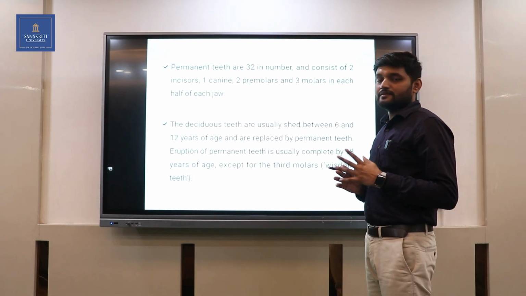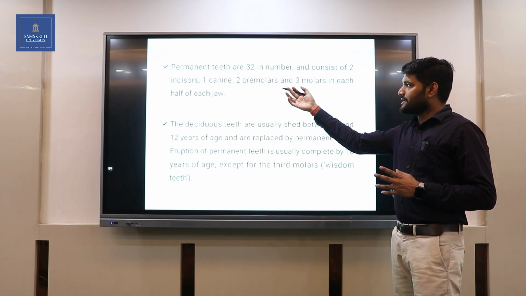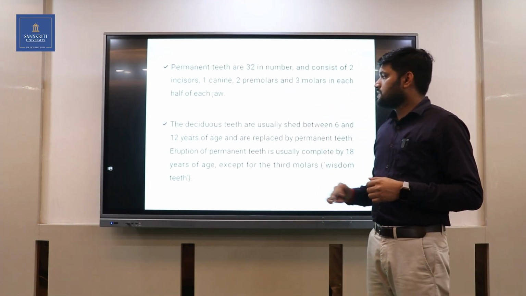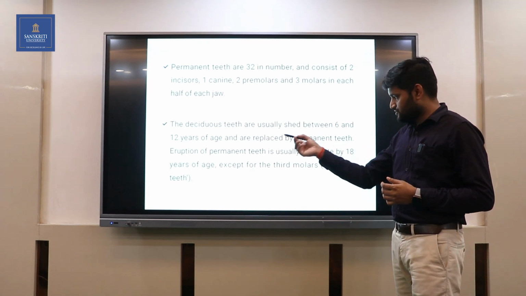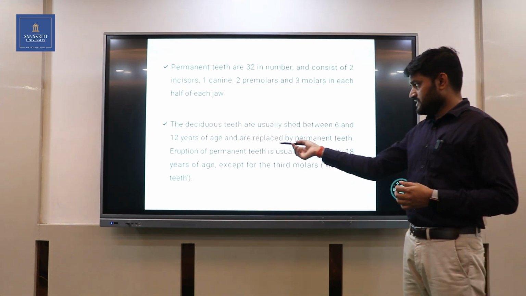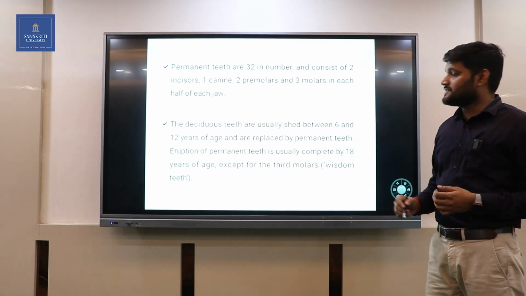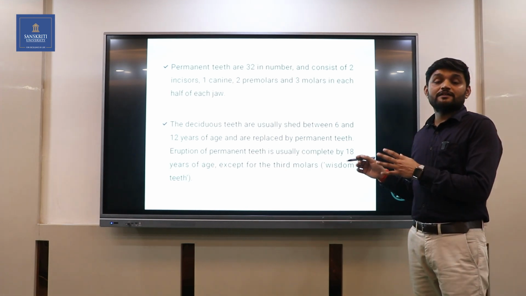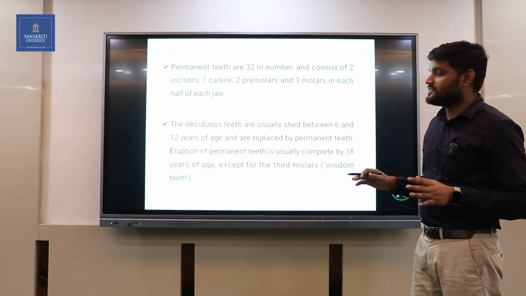Permanent teeth are 32 in number and consist of two incisors, one canine, two premolars and three molars in each half jaw. These deciduous teeth, usually shed between 6 and 12 years of age, are replaced by the permanent teeth. Eruption of permanent teeth is usually completed by 18 years of age except for the third molar. The third molar is basically known as the wisdom tooth because it is not visible.